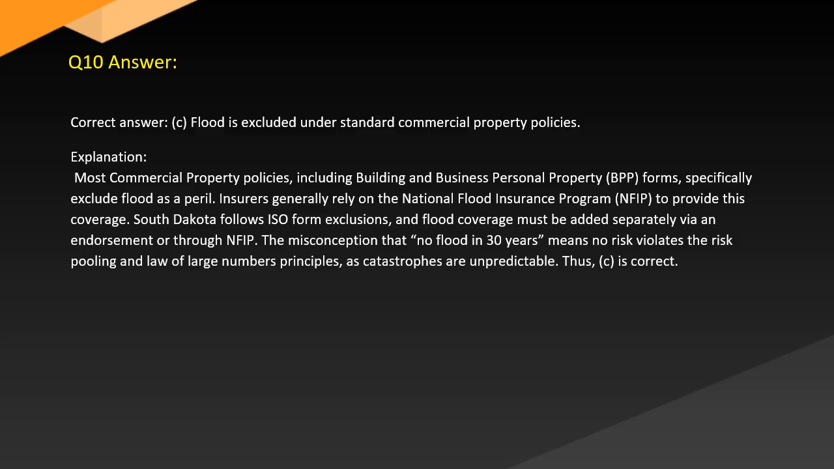Explanation. Most commercial property policies, including building and business personal property (BPP) forms, specifically exclude flood as a peril. Insurers generally rely on the National Flood Insurance Program (NFIP) to provide this coverage. South Dakota follows ISO form exclusions, and flood coverage must be added separately via an endorsement. The misconception that no flood in 30 years means no risk violates the risk pooling and law of large numbers principles, as catastrophes are unpredictable. Thus, C is correct.